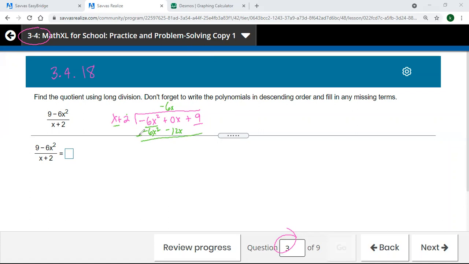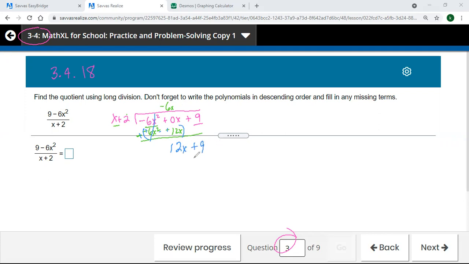Now, this is a good example of where, as I've explained on the previous videos, I prefer to change this to adding the opposites. All those minus signs just have a tendency to make me make mistakes. So negative 6x squared plus this 6x squared gives me nothing, and that's what we're usually after, is eliminating that leading term. And then 0x plus 12x, and the plus 9.